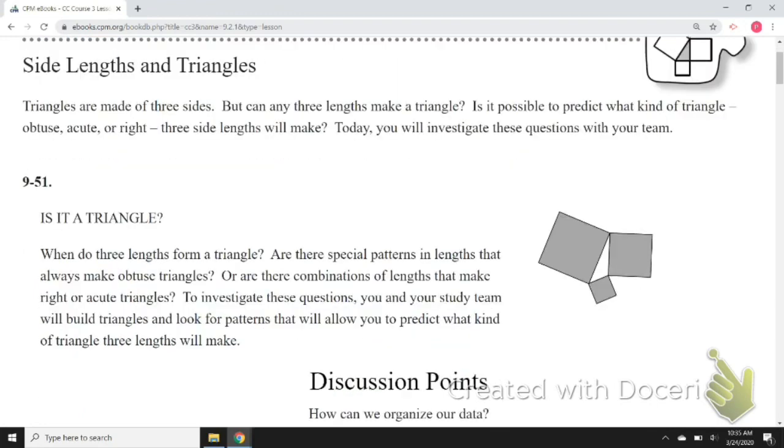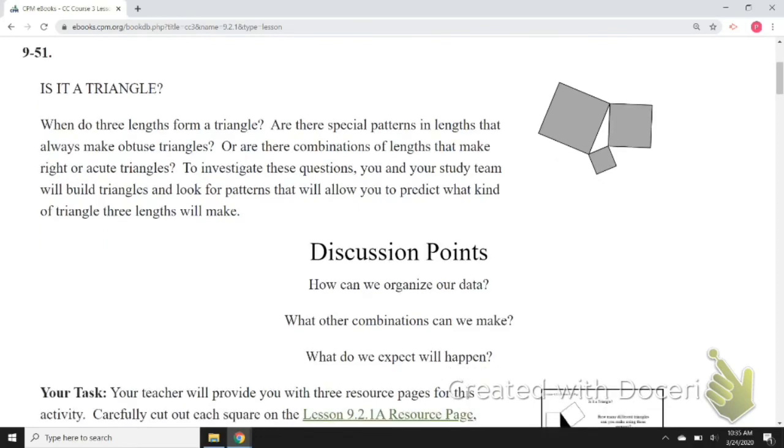Problem 9-51 says, is it a triangle? When do three lengths form a triangle? Are there special patterns in lengths that always make obtuse triangles? To investigate these questions, you and your study team, which will be me, will build triangles and look for patterns that will allow you to predict what kind of triangles three lengths will make.